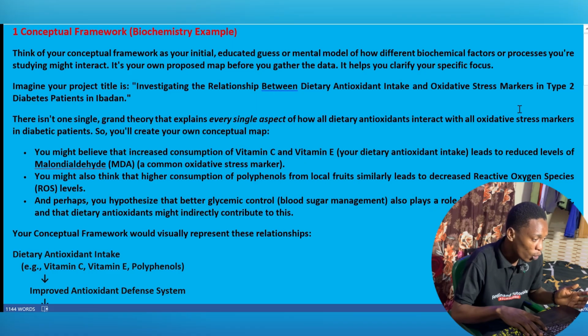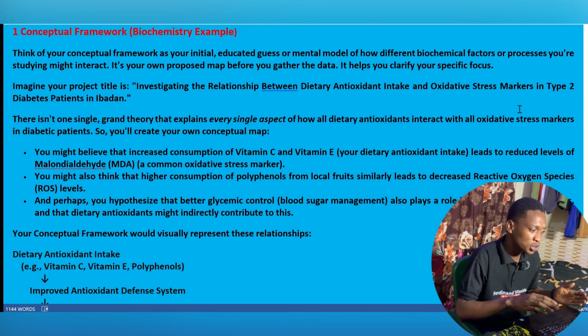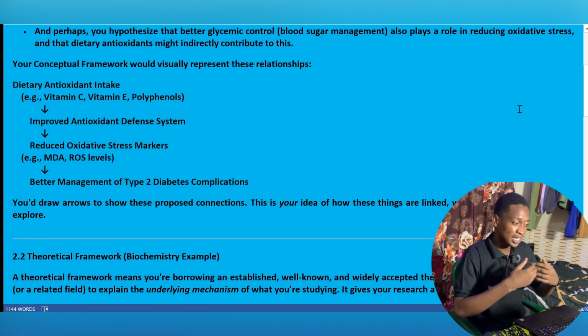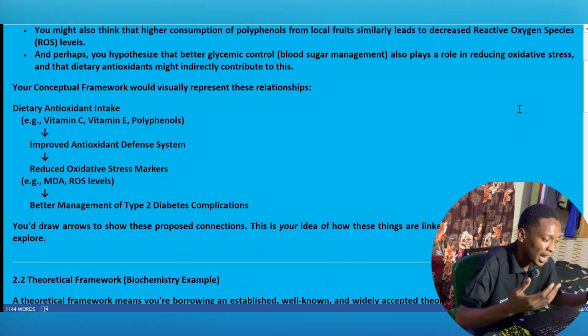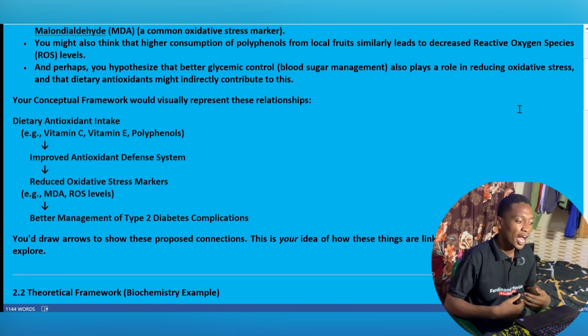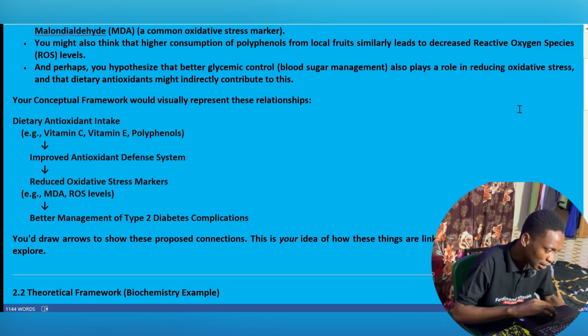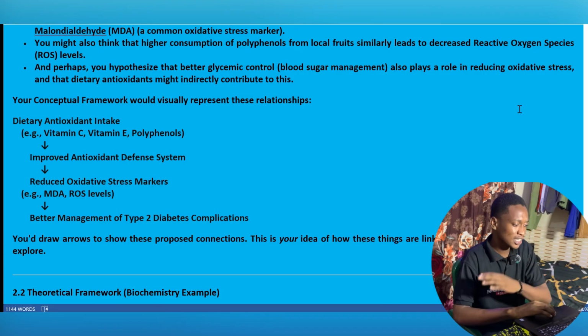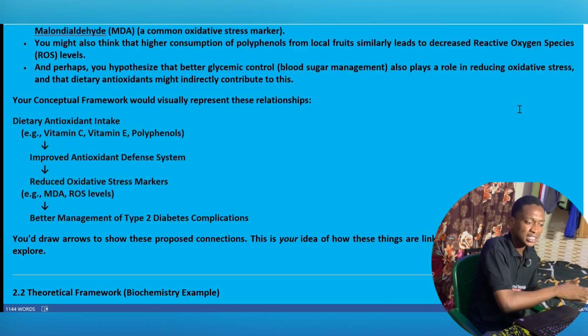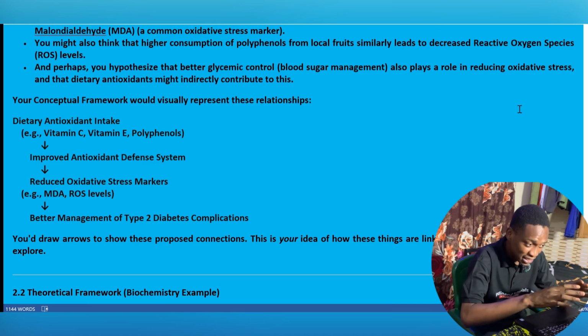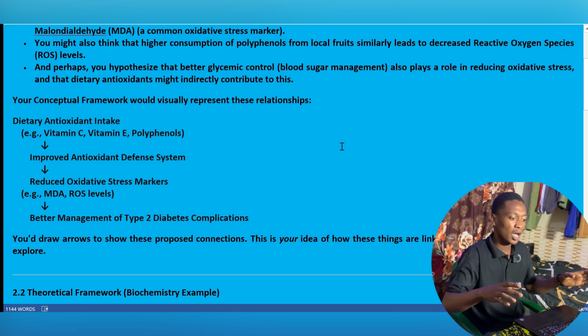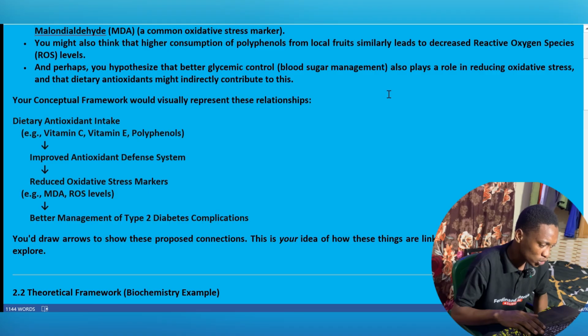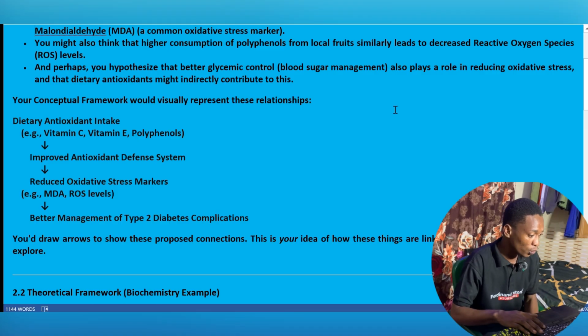In my conceptual framework, I was able to deduce that the more dietary antioxidants I take in, the more it will improve my antioxidant defense system. And when it improves my antioxidant defense system, it will reduce the oxidative stress markers and help me better manage type 2 diabetes complications. This is a conceptual framework idea. Now let's move on to the next one, which is the theoretical framework.